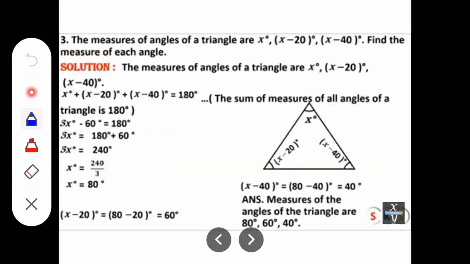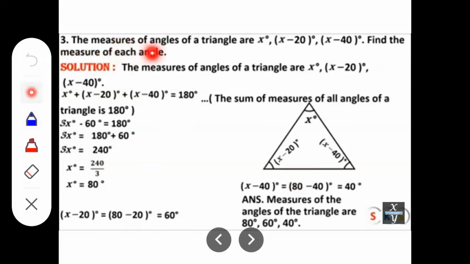Now let's see the next example. The example given in your textbook is without a figure. To understand it very easily, just draw a diagram, like here I have drawn. See the example.